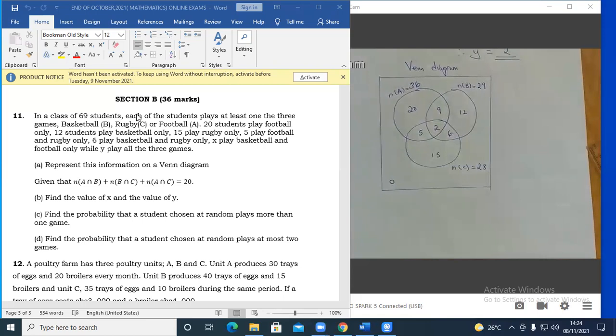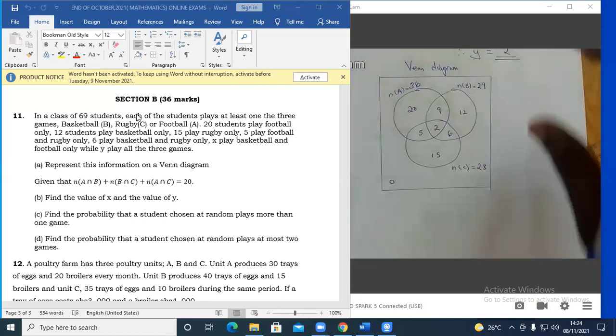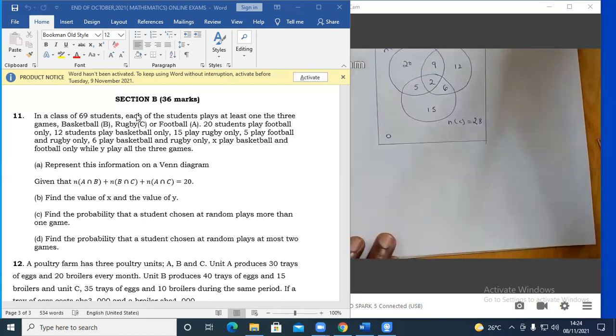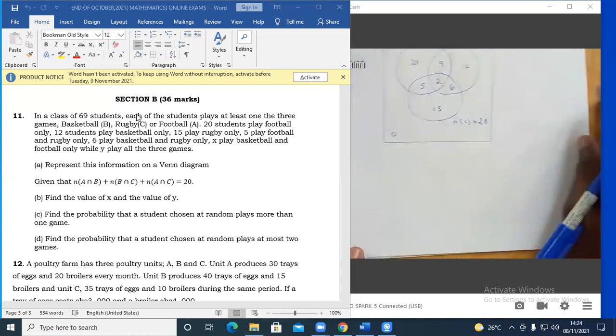We have got all the information. So can we go ahead and answer the question now? In part B, they're saying find the value of X and the value of Y, which we have already done.